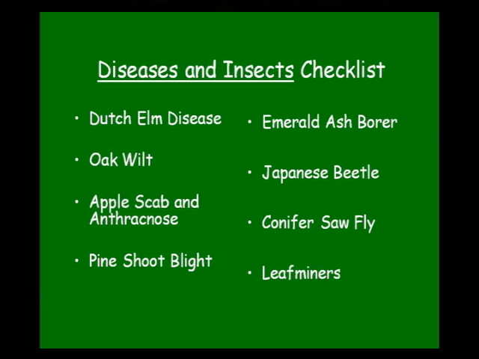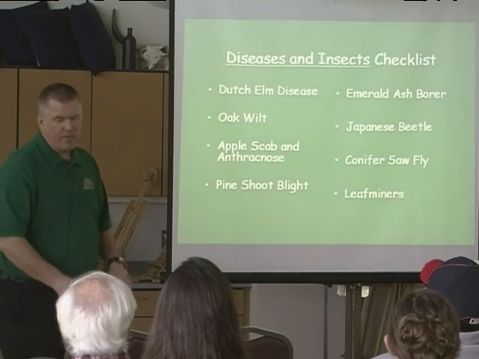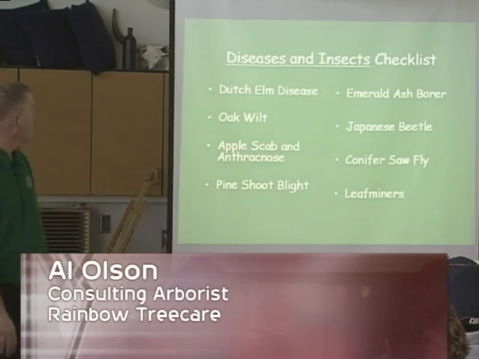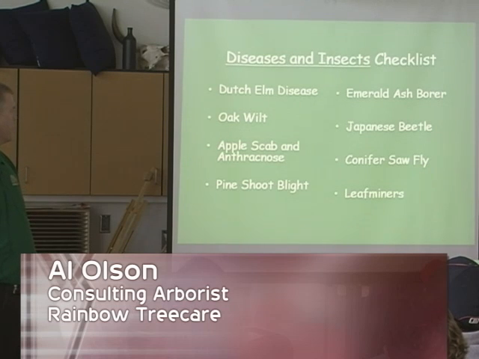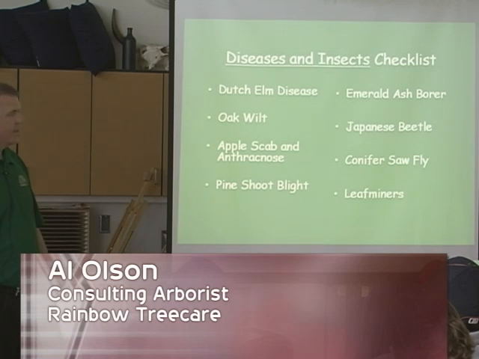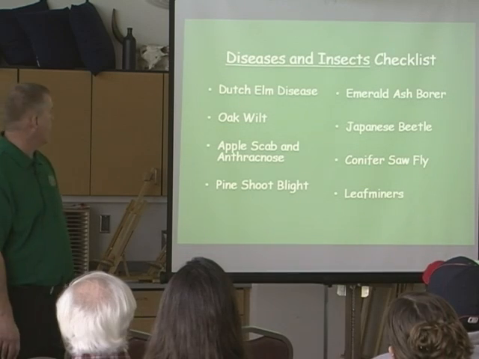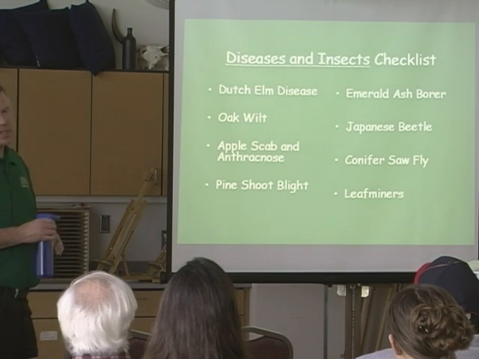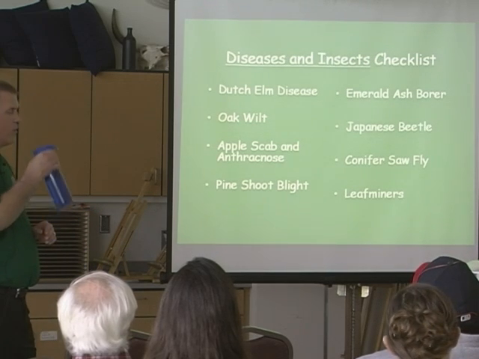Japanese beetle last year did a real number on a variety of different trees. They attack a lot of different leafy trees and shrubs, including grapevines and raspberry bushes and rose bushes. Conifer sawfly is always a springtime issue. This is obviously a small list of the diseases and insects that we deal with, but I like to point out some of the things that probably made the top list last year, and that's it.